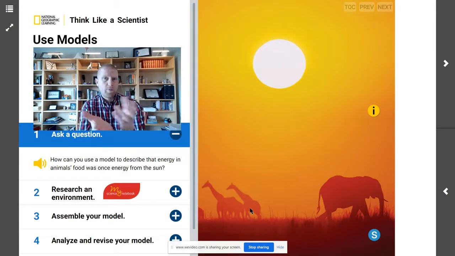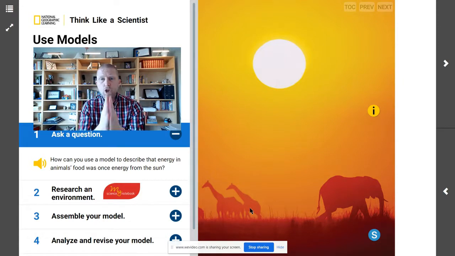And the other one would be a hyena. So we could have a hyena on the other side of that food chain as well. So when we look at this image, what are the producers? They're the grasses, correct. What are the consumers? The elephant and the giraffe.